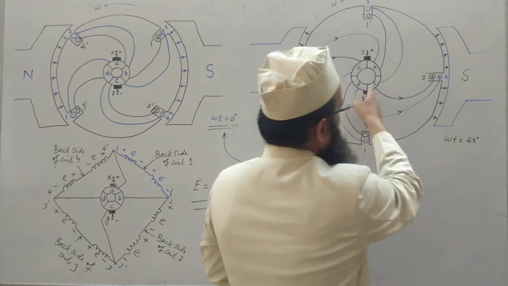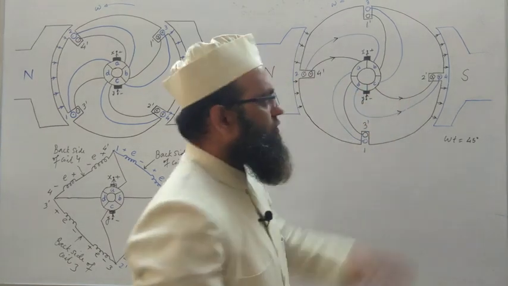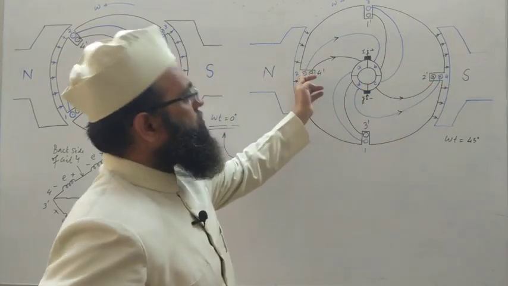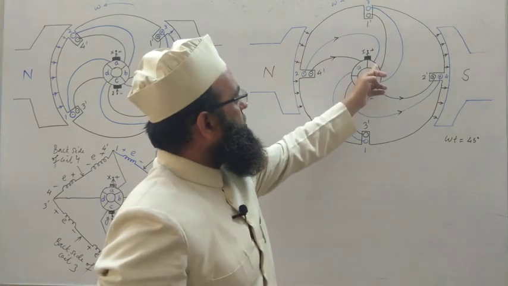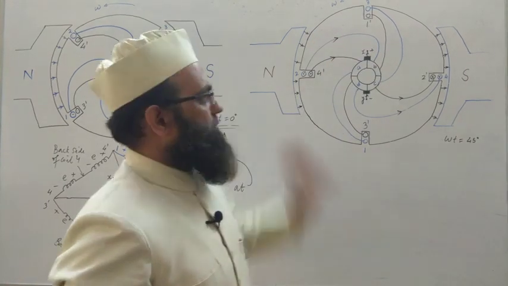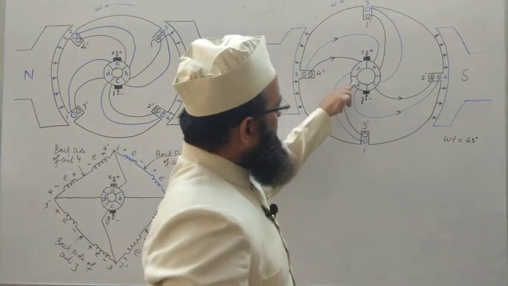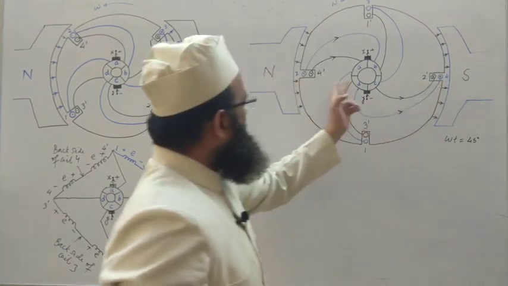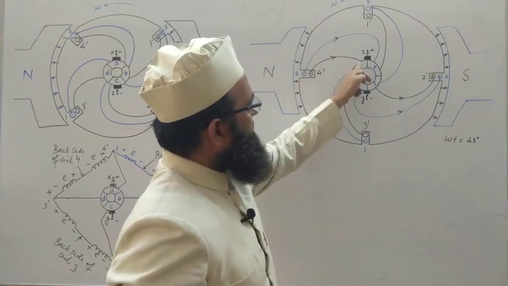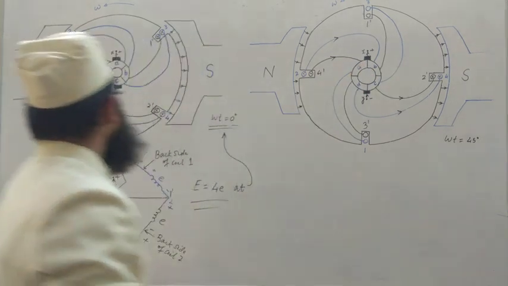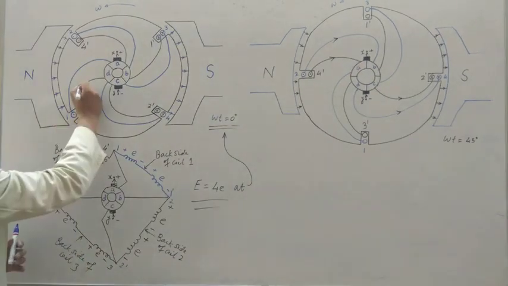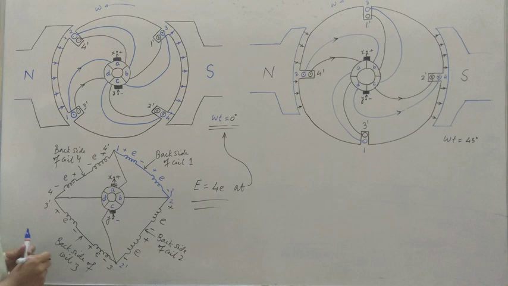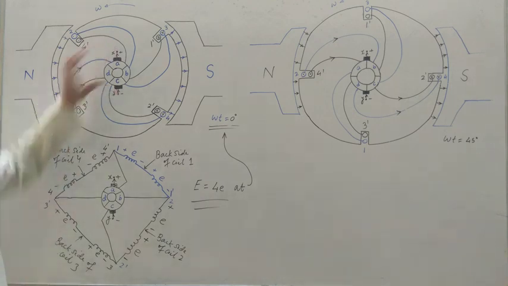So start, current goes to 2 dash, then from 2 dash it goes to 2, then from 2 it goes to this terminal. Similarly, one more path is there. So through this 4, it will go to 4 dash, and from 4 dash it will go to this terminal. Similarly, you mark the directions here also.